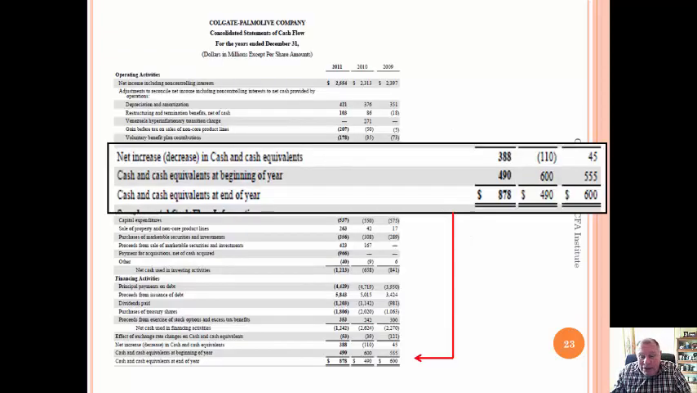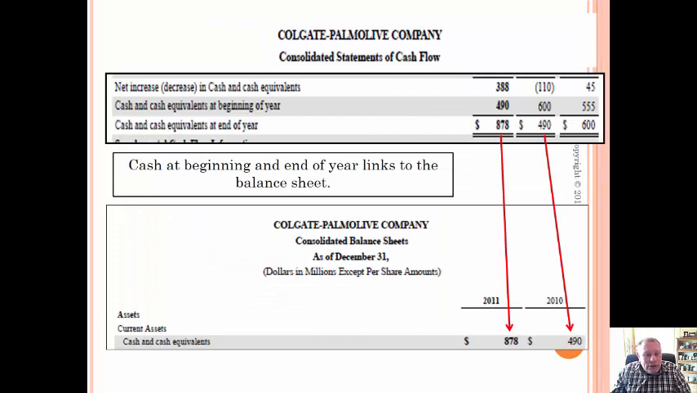When we look at Colgate here, we can see that right down here on the bottom, there's your beginning, there's your ending, and the increase in cash comes together for that. Okay? So the question is, is that too much cash, too little? But that's for more advanced. We just need to know what it is at this point. And when we look, okay, it does tie back to the balance sheet.